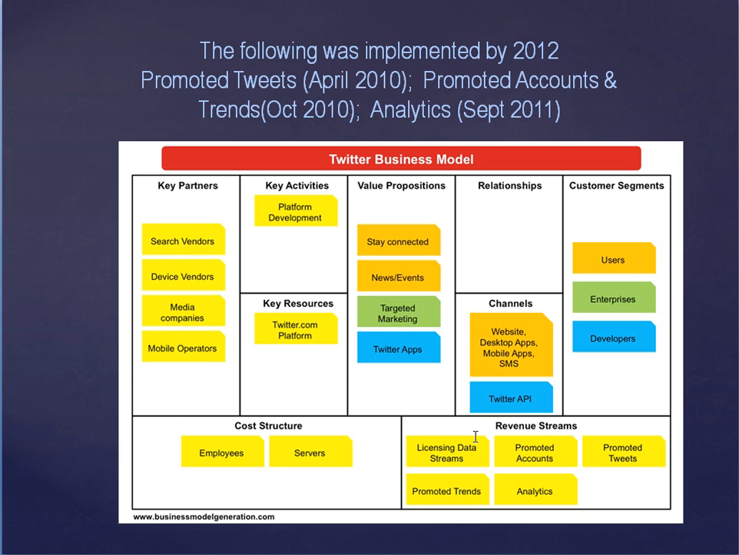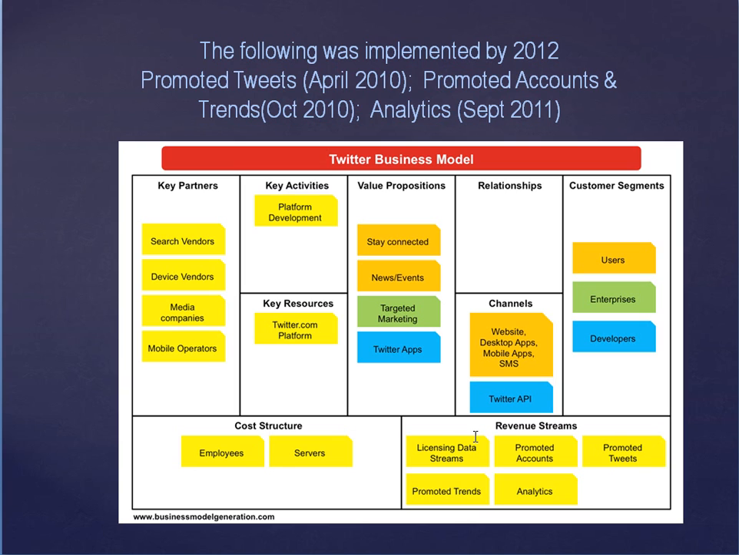The value proposition of staying connected on news events and targeted marketing and through apps, various activities of the platform, and developing relationships finally turned into revenue streams. That is, they would license access to Twitter traffic. By the way, they gave away those licensed streams for a number of years. They created a couple of different ways for people to market over the site, starting first with promoted tweets in 2010. They announced promoted accounts and trends in October 2010.